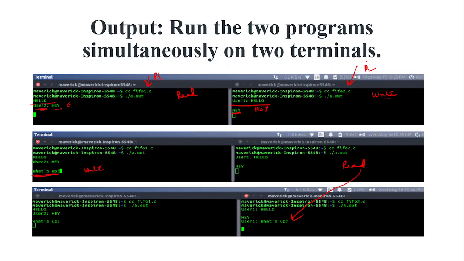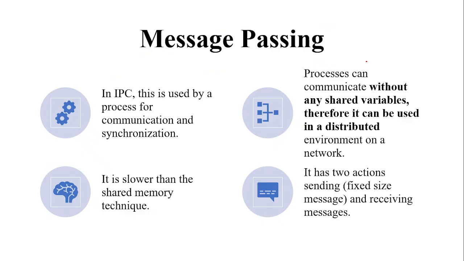Now the second topic which we have here is message passing. Message passing is also another form of inter-process communication. First we already saw what named pipes or FIFO are. The second is message passing. So message passing is also another form of communication.